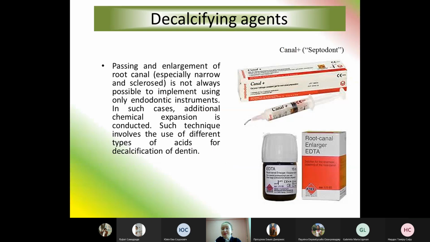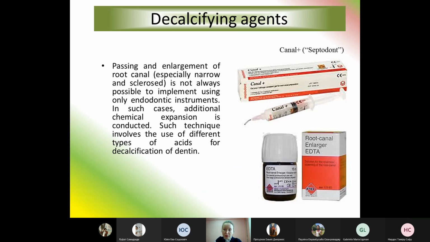Without these decalcifying agents, it is impossible to treat sclerosed and obliterated root canals. Decalcifying agents such as Canal Plus, company Septodont, or root canal enlarger EDTA are used in especially narrow and sclerosed root canals, and they facilitate easy passing and shaping of these canals.